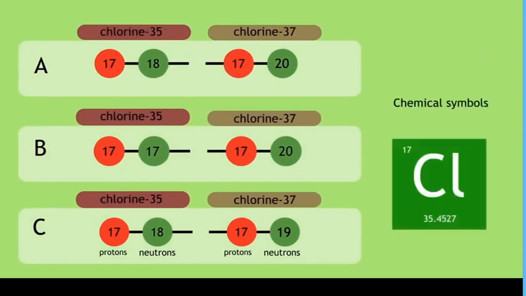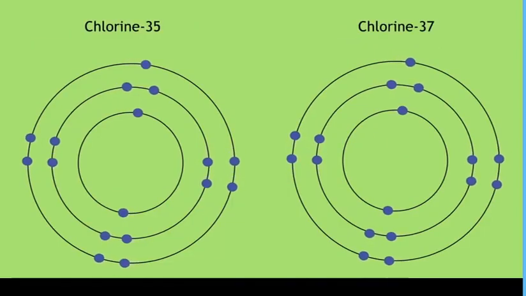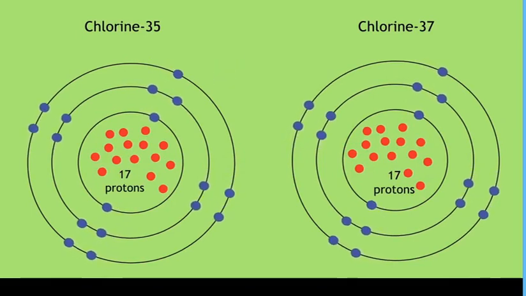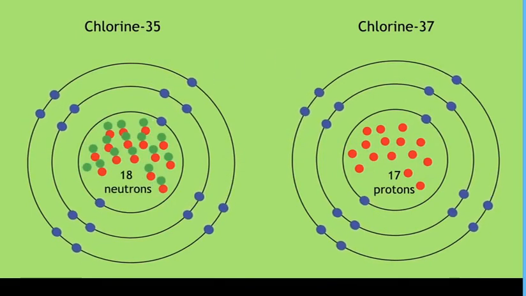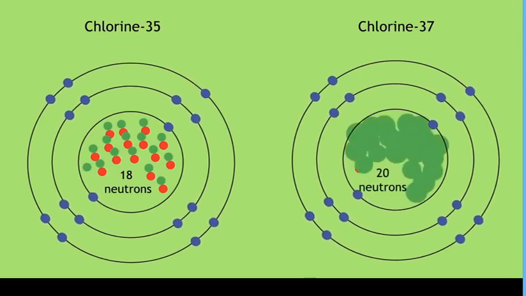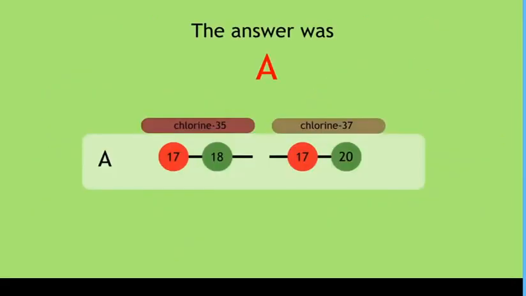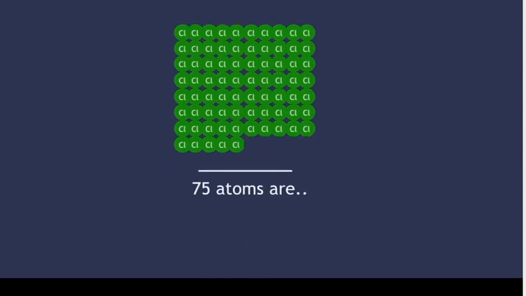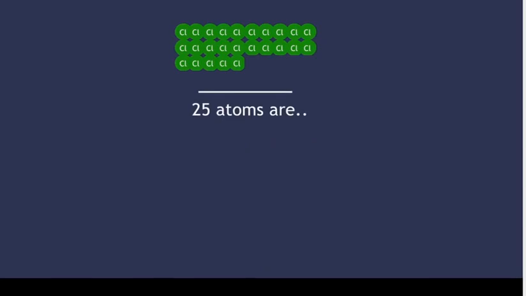Use the chemical symbols to help you work this out. Both chlorine-35 and chlorine-37 have 17 protons, but the chlorine-35 isotope has 18 neutrons, whereas the chlorine-37 isotope has 20 neutrons. The answer was A. Did you get it right? In nature, out of 100 atoms of chlorine sample, 75 of those atoms are chlorine-35 isotopes, and 25 of those atoms are chlorine-37 isotopes. That right there is the concept of abundance.